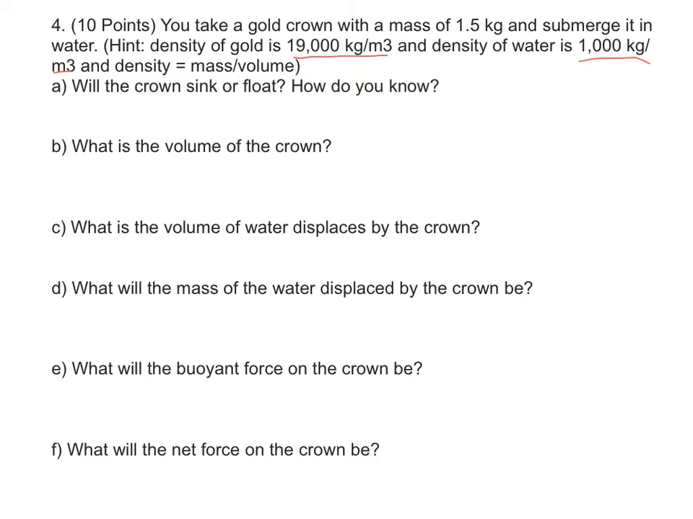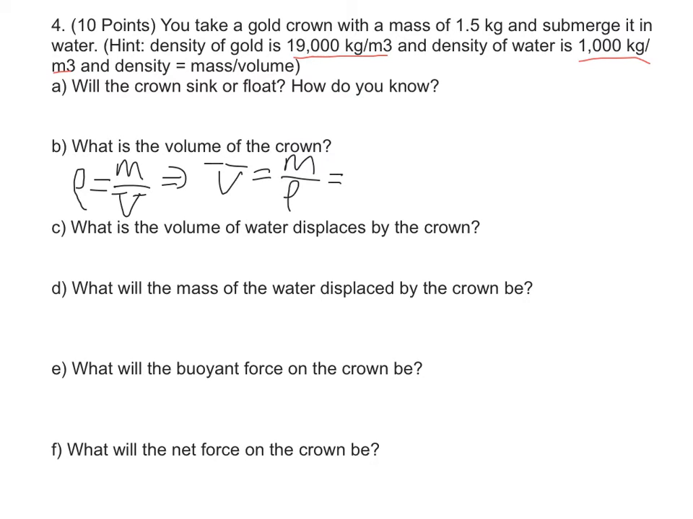In part B it asks, what is the volume of the crown? We're not told the volume, but we are told the density. To remind ourselves, density is equal to mass divided by volume. So if we want to know the volume, we can solve it algebraically by multiplying both sides by volume and dividing by the density. The density and volume variables switch places in the equation, and you end up with the volume is equal to the mass divided by the density.